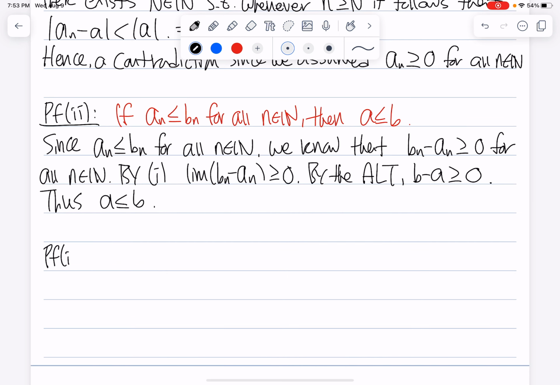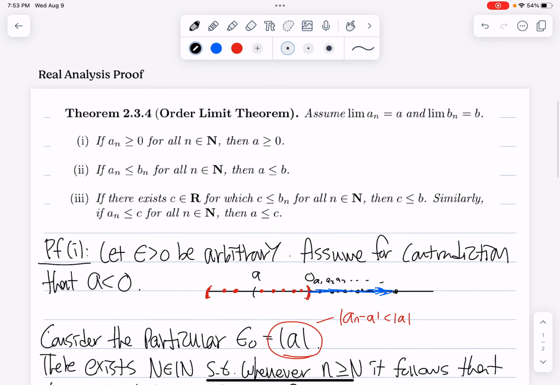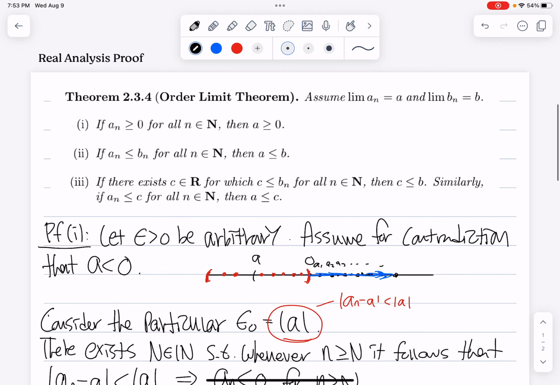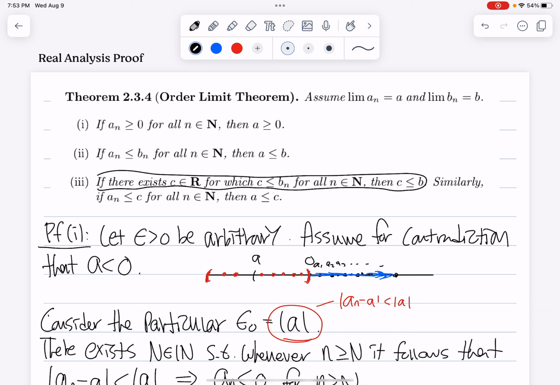What about part 3? Part 3 states that if there exists a real number c such that c is less than or equal to bn for all n in the natural numbers, then c is less than or equal to b. We'll just prove this first statement because the second statement is very similar. It's just going to follow immediately.